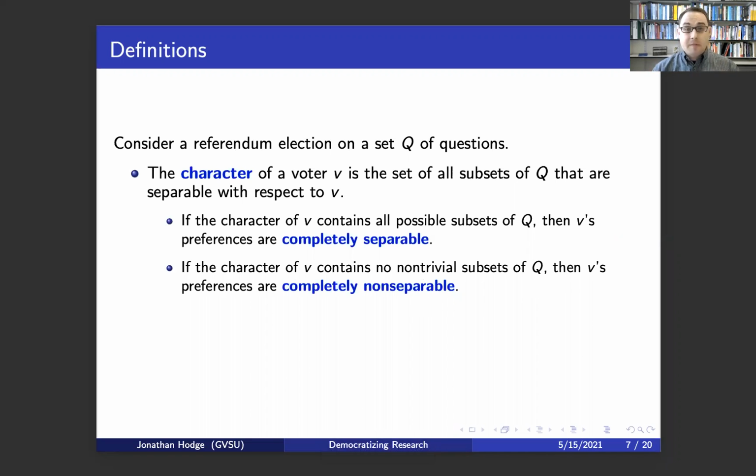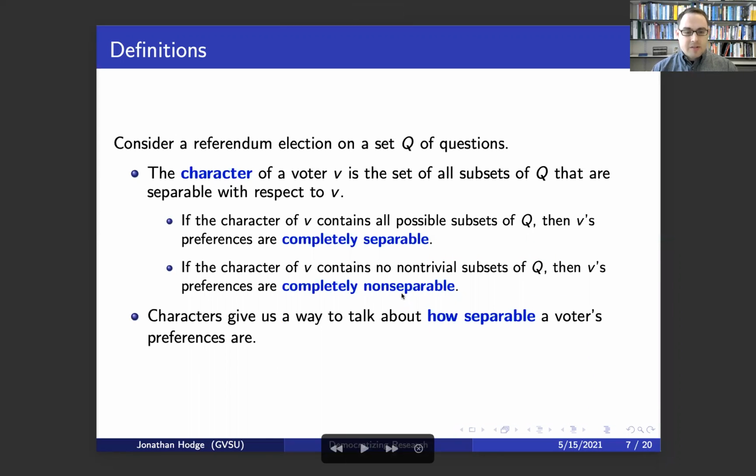So completely separable preferences are the nice ones. That's what we're looking for. These are ones where voters have no problem expressing their views on all of the different questions simultaneously. Completely non-separable preferences are the bad ones. Those are the ones where the voter can't tell you their preferences on any subset of questions without having some information on the remaining questions.